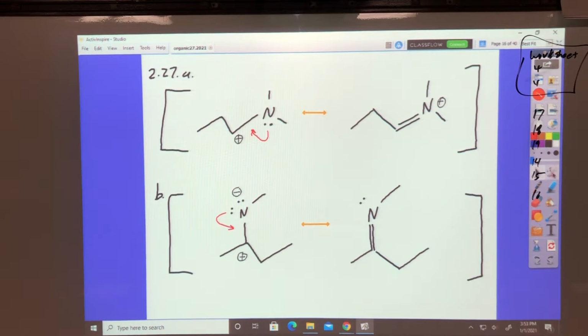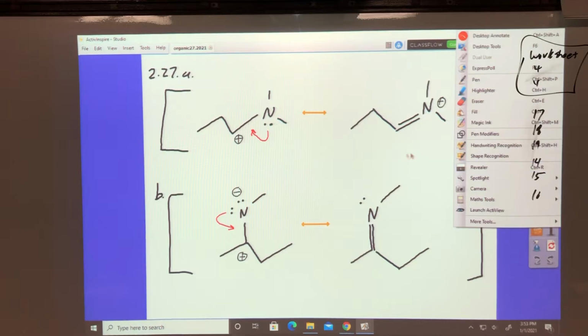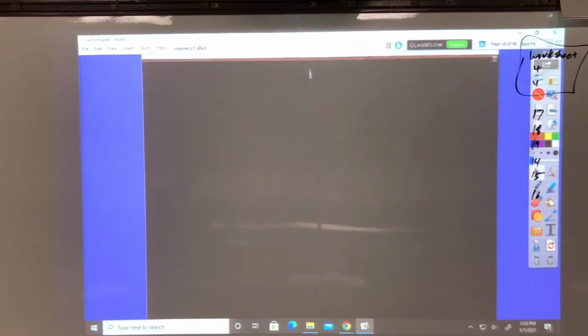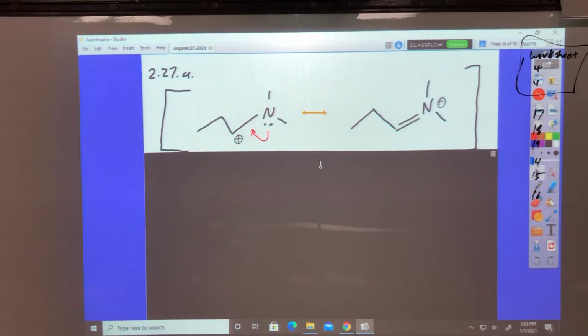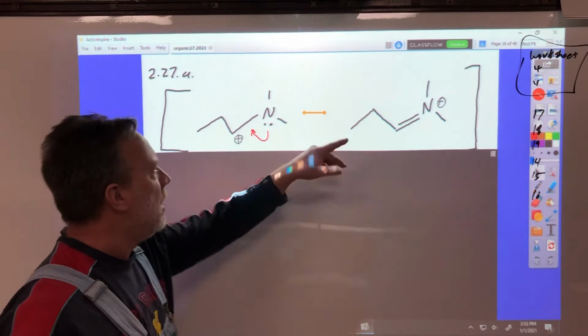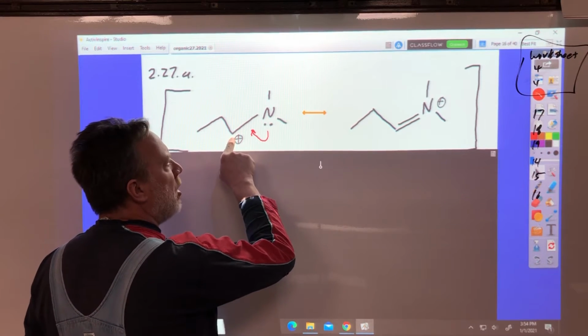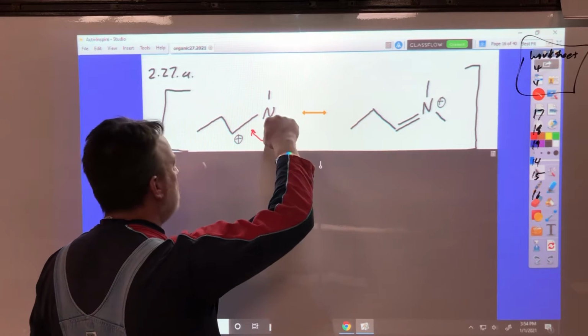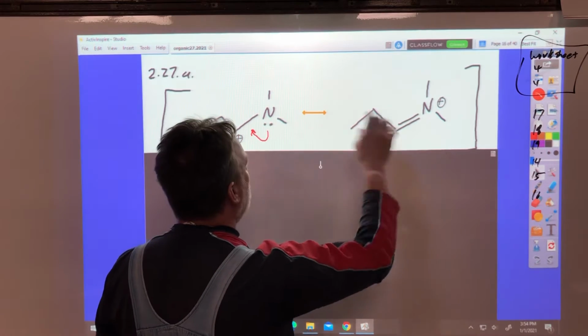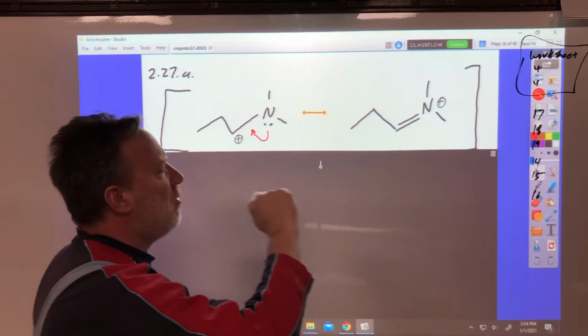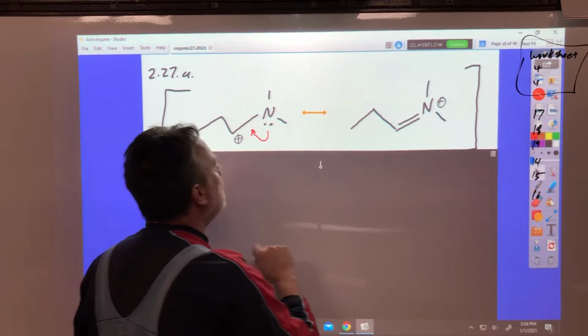Going on to the problems, 2.27a. I think they give you this and you've got to come up with the other one. Here's your positive formal charge on this carbon. You've got a lone pair on the nitrogen. It's going to jump in there and make a double bond. And by the way, that'll leave a positive formal charge over here.